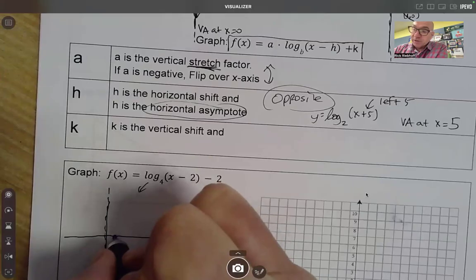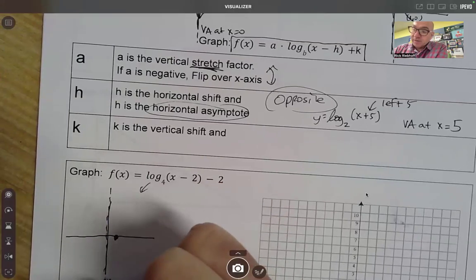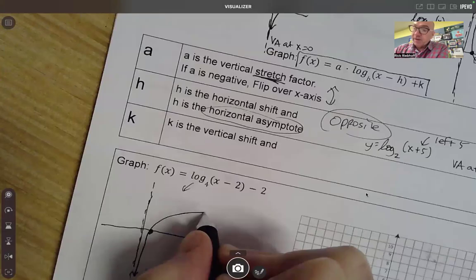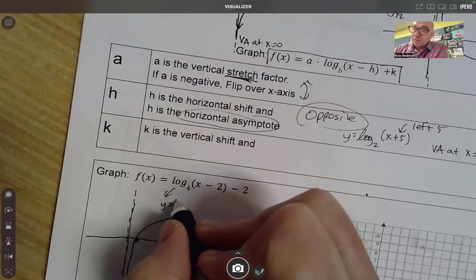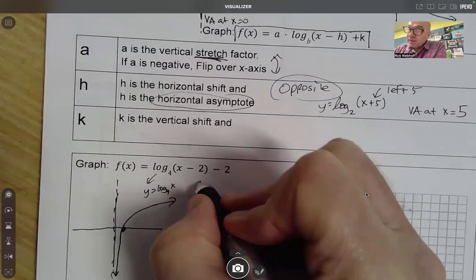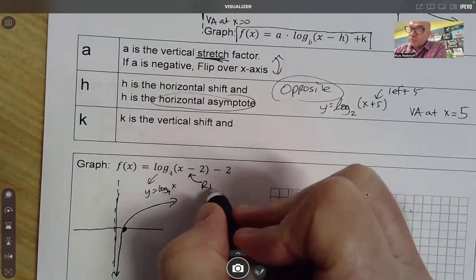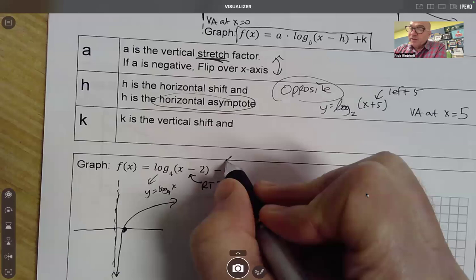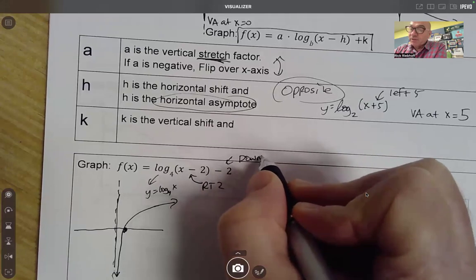It's going to go through 0, 1, and it's going to go through like this. Whoop, there we go. So this is y equals log base 4 of x. All right, we're going to do two things to it. This is going to move everything to the right by 2. This is moving everything down 2.